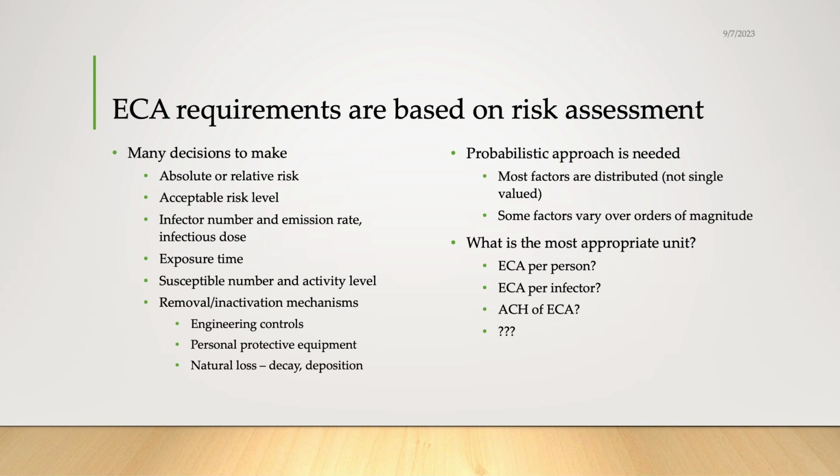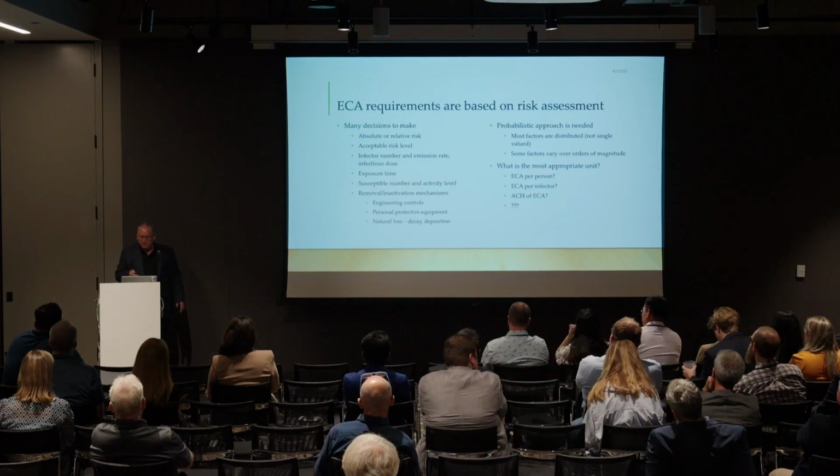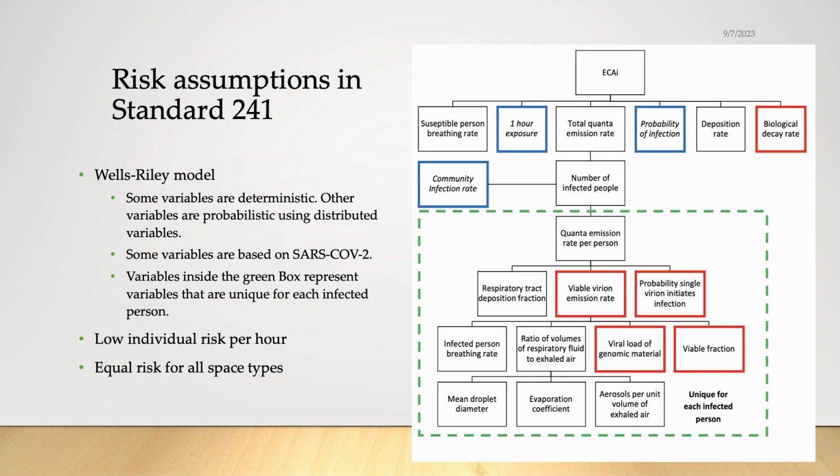What do we assume about the number of infectors in a space? Do we assume that there's always at least one? Or do we look at it probabilistically, that we have maybe a 3% infection rate in the community and use that to come up with the number? So all of these things have to be filled in. You have to do it probabilistically. And in 241, we've used the Wells-Riley model, which is the most commonly used infection probability model, even though it's got lots of flaws, to do this analysis. And the flow chart here on the right, which again I will not go through in detail, it's in the appendix to the standard, shows all of the boxes that have to be filled in to get to the equivalent clean airflow per person, which is that top box.